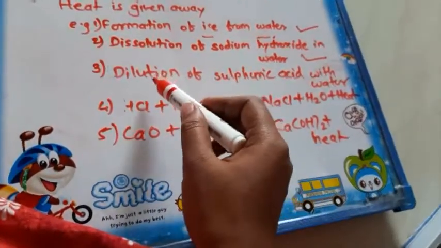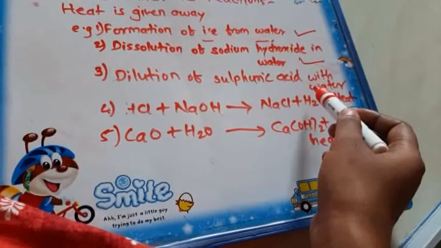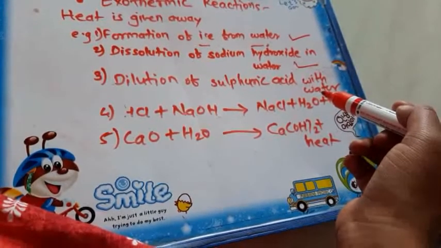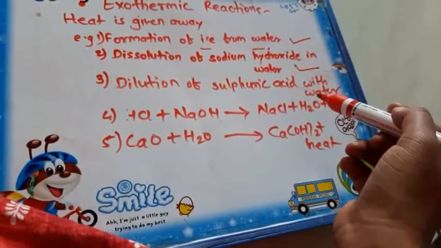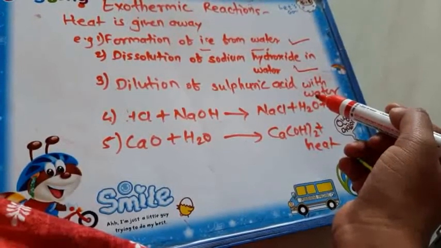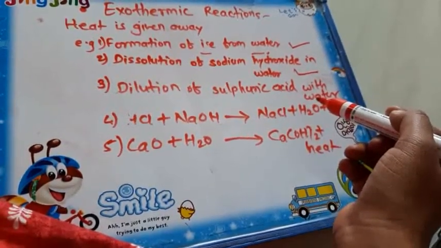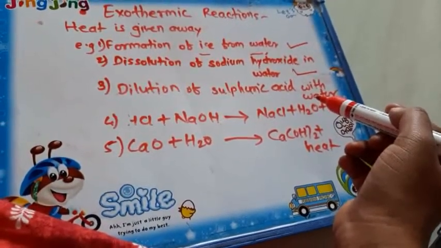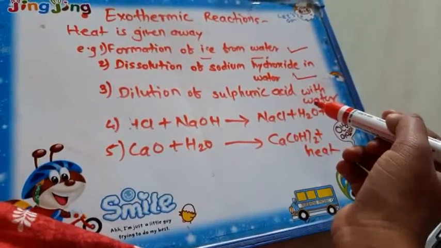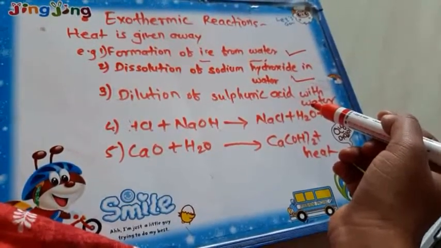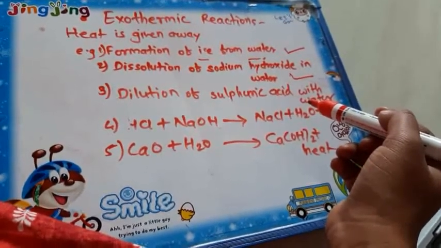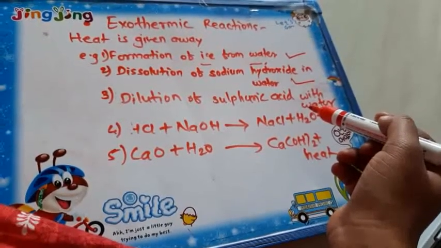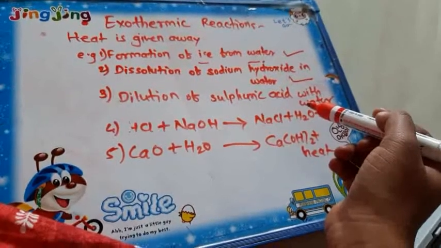Next example is dilution of sulfuric acid with water. In the process of dilution of concentrated sulfuric acid with water, a very large amount of heat is liberated. As a result, water gets evaporated instantly if it is poured into concentrated sulfuric acid, which may cause an accident. To avoid this, the required amount of water is taken in a glass container and a small quantity of concentrated sulfuric acid at a time is added with stirring. Therefore, only a small amount of heat is liberated at a time.